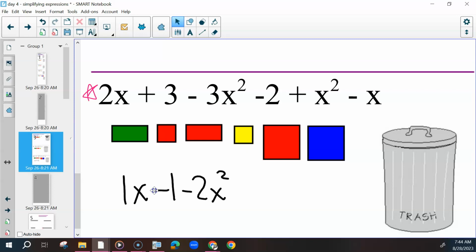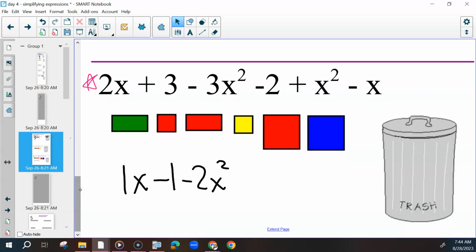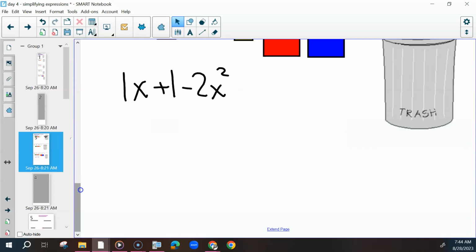So, maybe not in this order, but do you have these terms? Positive 1x. I think this should be positive 1. Oh, yeah. And then negative 2x. Do we have those terms? Yes. And then this is not the correct order. What is the correct order?